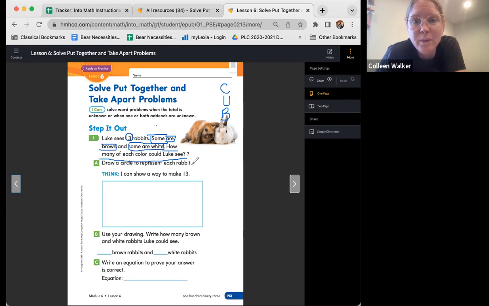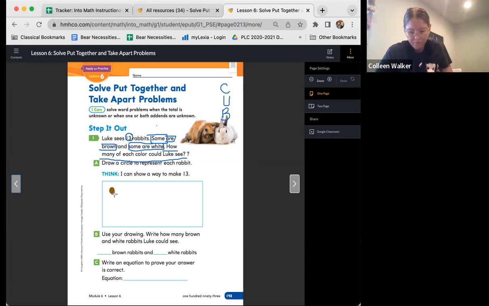So it says draw a circle to represent each rabbit. So let's go ahead and draw, so we know that some are brown and some are white. It says, I can show a way to make 13. So friends, what we're going to do is draw circles until we get to 13 total circles, and we're going to figure out how many are brown and how many are white. So why don't we start drawing our rabbits? We're just going to draw some brown and then some white. So ready? Can you count with me?